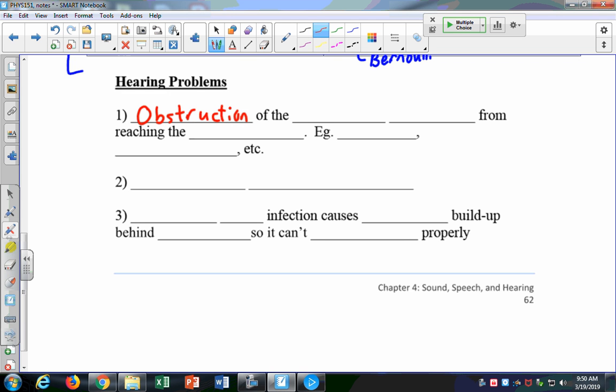No, you're not supposed to put anything in there. It's not a real doctor.